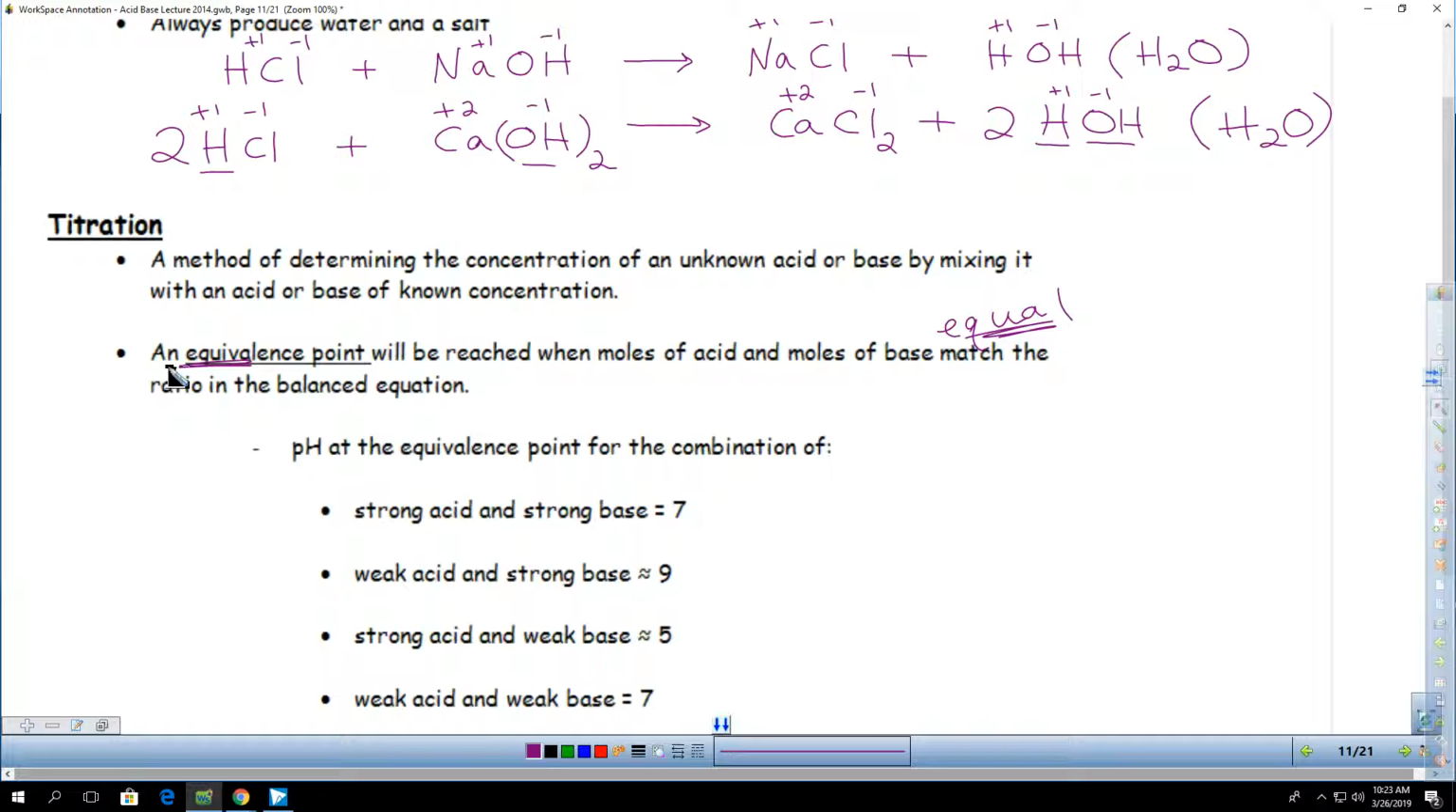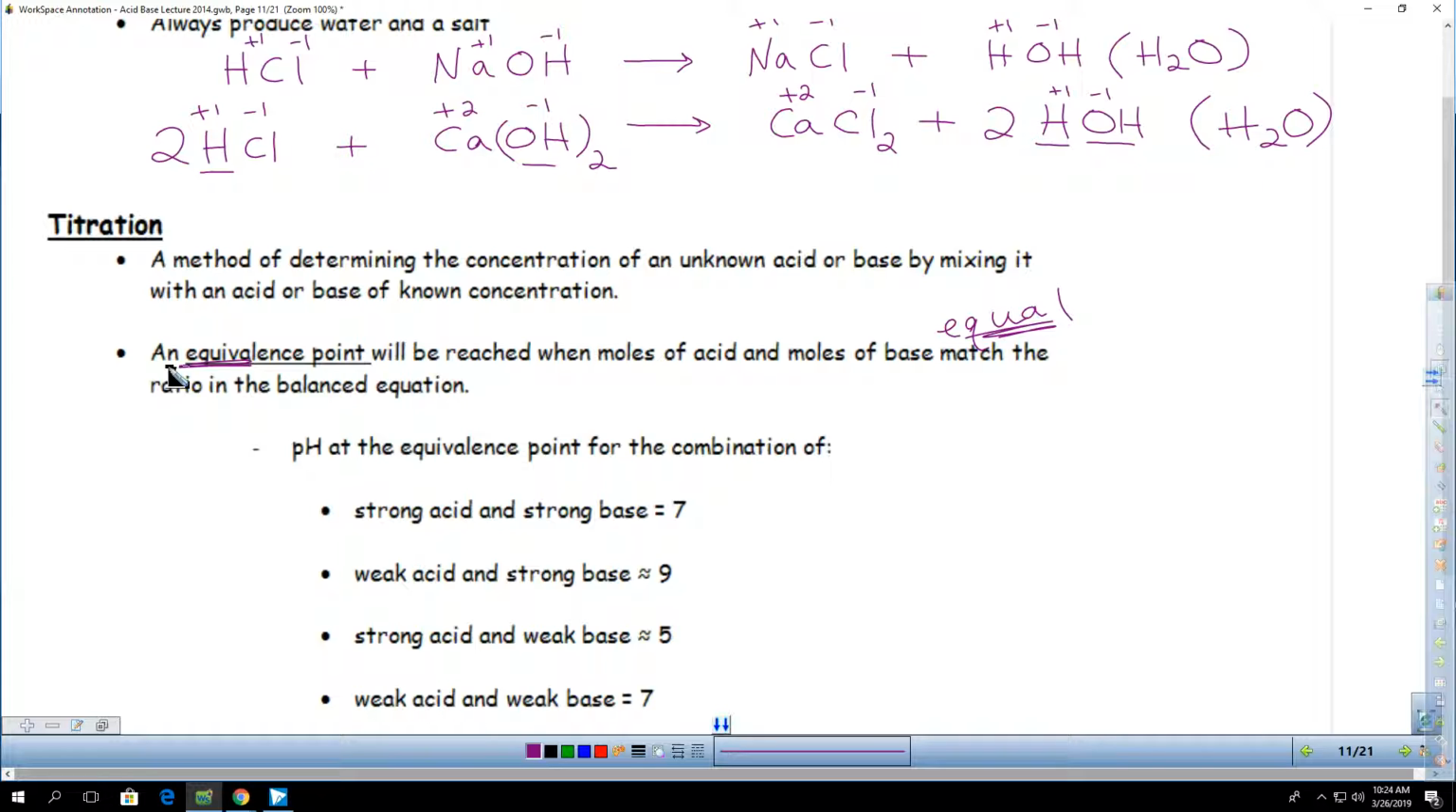Kind of the opposite happens if I use a strong acid and a weak base. The strong acid would dissociate fully, so you'd have all this hydrogen in your solution, but the weak base would not give off as much hydroxide. So I could have the stoichiometric ratio in the balanced equation, but the final solution might still be a little acidic. And so here we're estimating like a pH of 9 or 5.